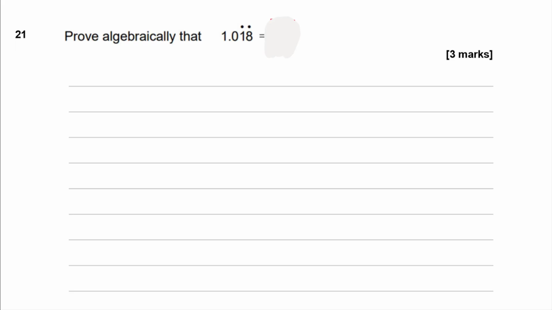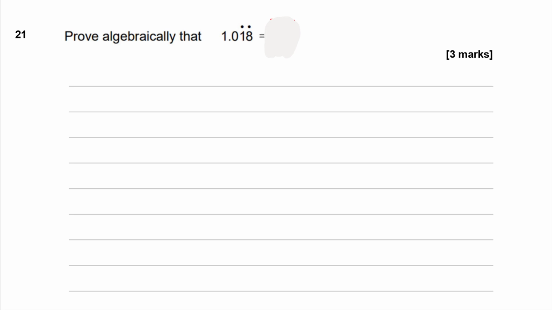When you're doing a proof, don't use both sides of the proof. You need to start with one and make it look like the other. So I'll just obliterate what it is for now. I'll come back and look at it later. So I've got 1.018 with a dot on the 1 and a dot on the 8, which is a recurring decimal, and I want to show that it's some sort of fraction, what the fraction is equal to.